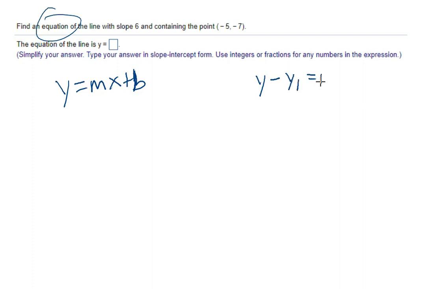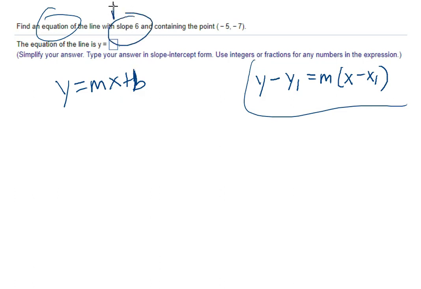You could also use this formula: y minus y1 equals m times x minus x1. If you elect to do the problem using this formula, then that's another formula that you would need to memorize. So this is a perfectly valid way to do the problem, but I honestly prefer this method using y equals mx plus b, and that's one less formula that I'll need to know. So here m is the slope, b is the y-intercept.